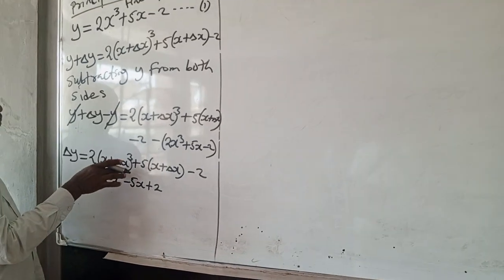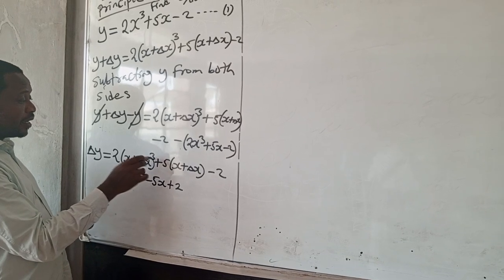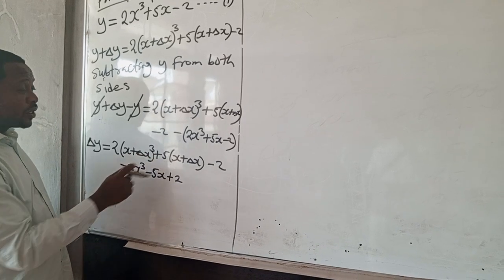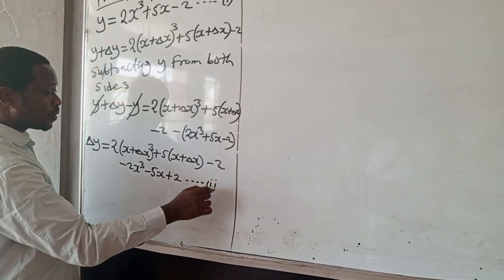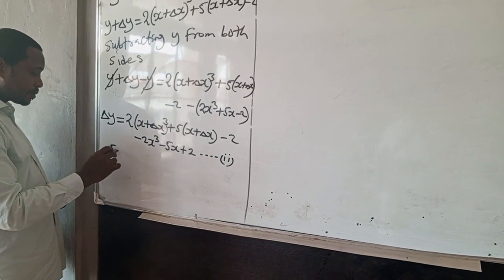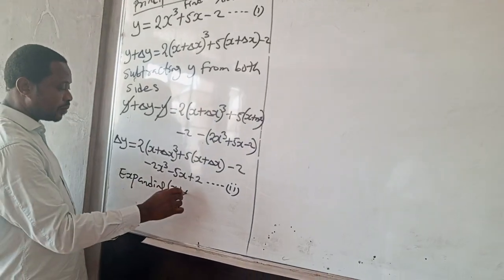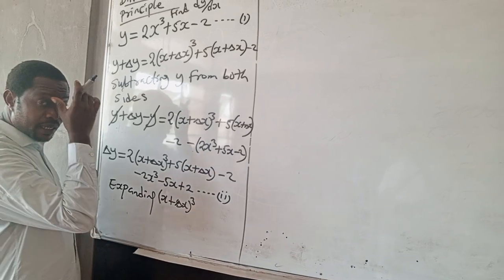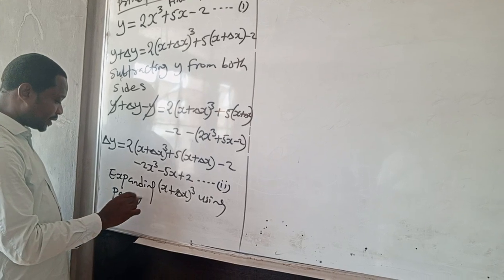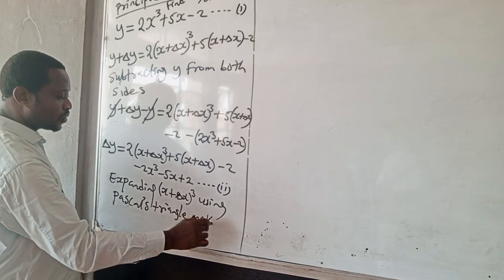So the next step is for you to open these brackets. I know that when the bracket is raised to a power, you are not free to just expand it. So you are going to use Pascal's triangle to open this. You can call this equation 2. So you now say, expanding only this one, s plus change in s raised to power 3, using the Pascal's triangle method.